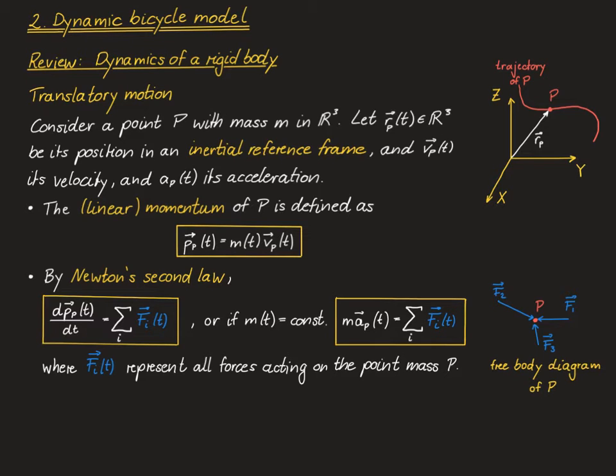The set of all forces is typically collected in a free body diagram, which shows the point P free of all physical connections, which are replaced by the corresponding forces that actually act on P. So the free body diagram shows the point mass P with all the forces acting on P.